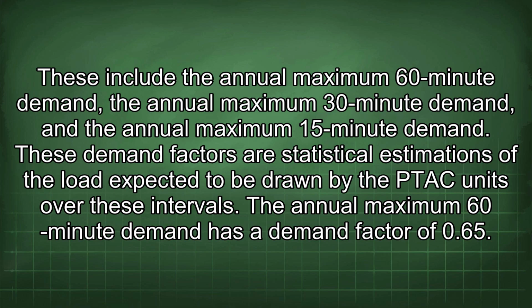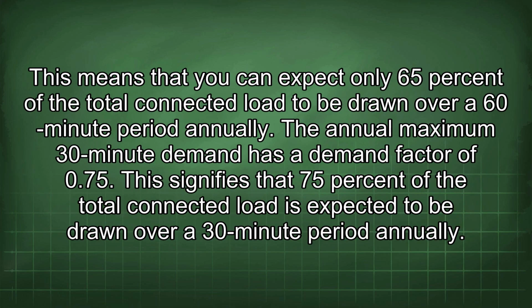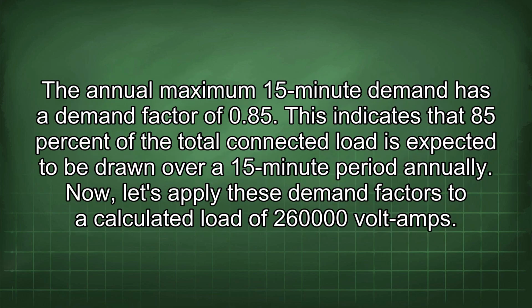The annual maximum 60-minute demand has a demand factor of 0.65. This means that you can expect only 65% of the total connected load to be drawn over a 60-minute period annually. The annual maximum 30-minute demand has a demand factor of 0.75. This signifies that 75% of the total connected load is expected to be drawn over a 30-minute period annually. The annual maximum 15-minute demand has a demand factor of 0.85. This indicates that 85% of the total connected load is expected to be drawn over a 15-minute period annually.